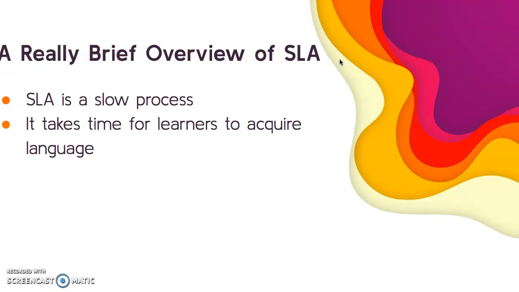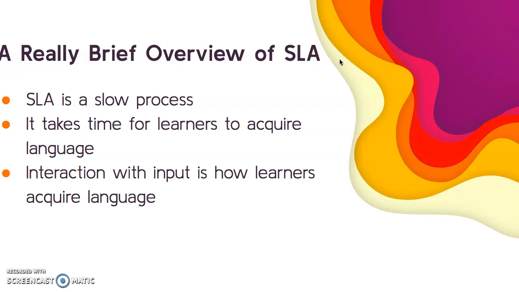We're going to talk about the difference between acquiring language and knowing about language. Knowing about language is just knowing rules and everything like that. Acquiring it is kind of having this internal mental representation of it, right? So this third point is probably one of the most important points as well, and this is going to be our driving force behind what we talk about today: interaction with input is how learners acquire language. So think about it.